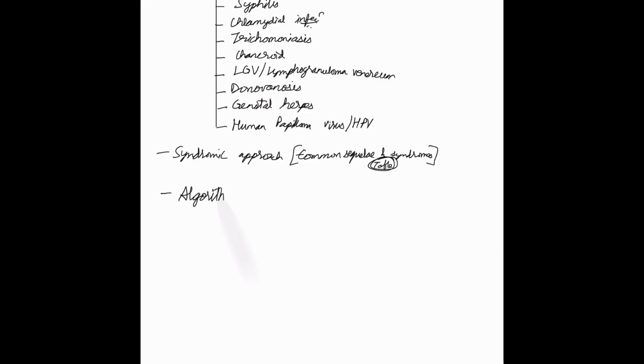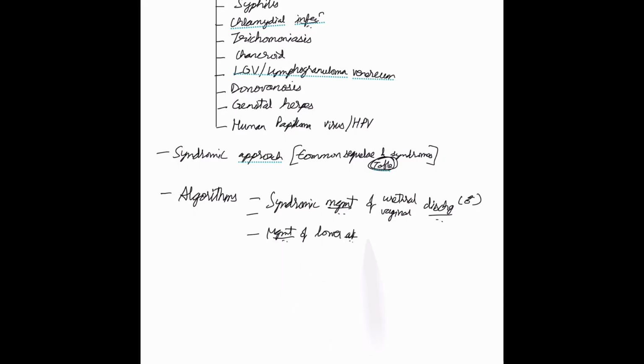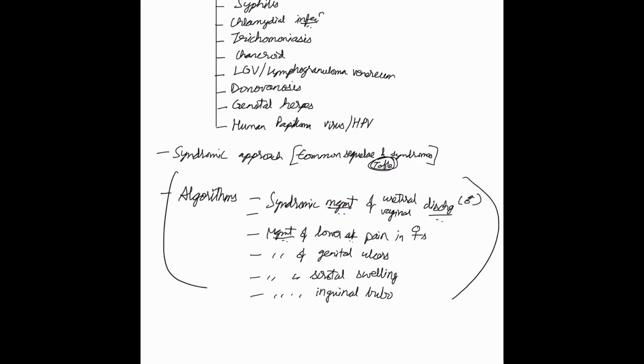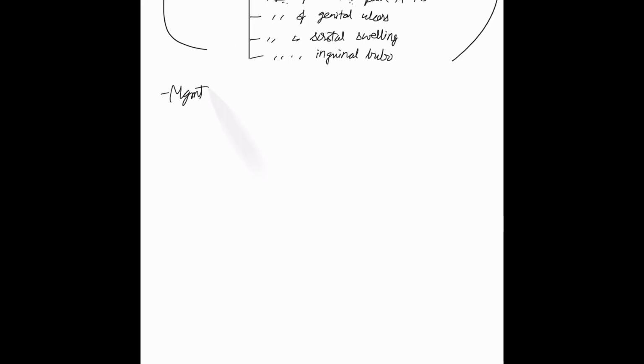And then you have various algorithms for the syndromic management of urethral discharge in males, syndromic management of vaginal discharge, management of lower abdominal pain in females, management of genital ulcers, management of scrotal swelling, and management of inguinal buboes. So there are 6 algorithms. They look bulky, but you can just take the management part of it, which is pretty easy.